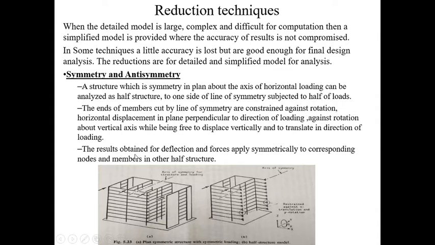The results obtained for this, that is the deflections and the forces, will apply symmetrically to the corresponding nodes and members in the other half of the structure. So whatever results you get, the deflections and the forces, the same values will be obtained for the other half of the structure. Now we can see that this is the loading and this is the axis of symmetry.